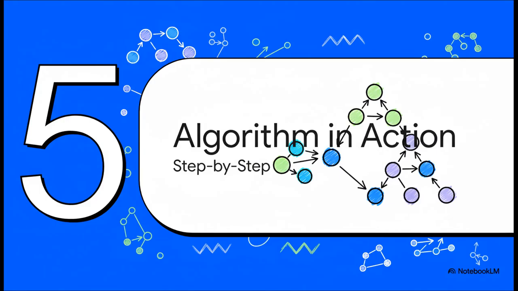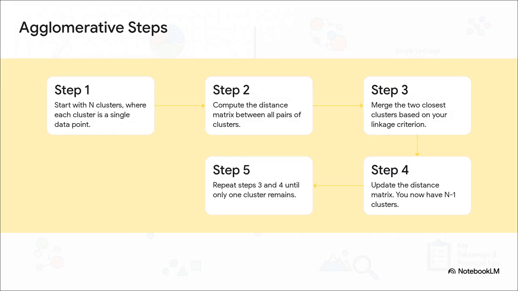All right, we've got all the pieces now. Distance, linkage, and our visualization, the dendrogram. Let's put them all together and walk through the step-by-step process of the agglomerative algorithm. This right here is the engine of the whole thing. You start by treating every single data point as its own tiny little cluster.